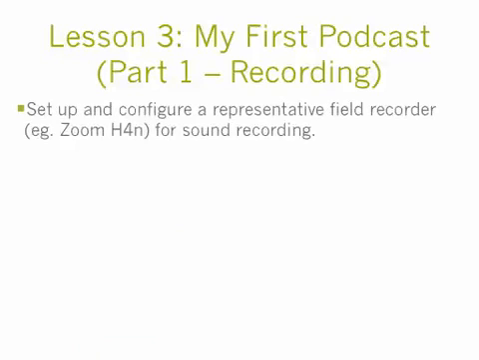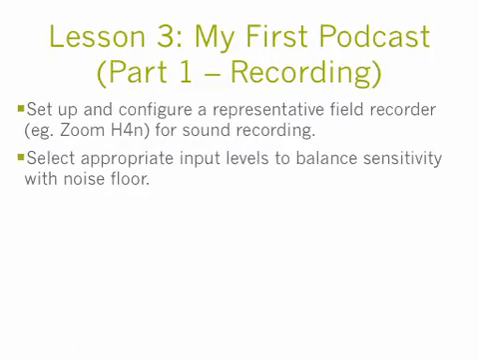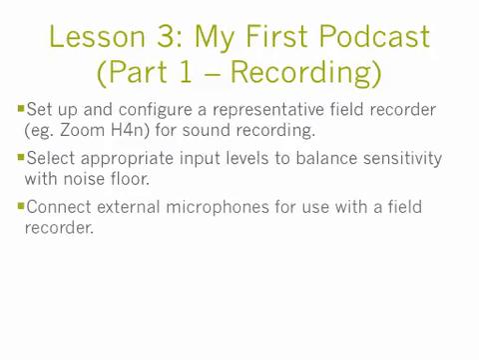Alright, lesson 3. Setting up and configuring a field recorder. In this case, I think most of us use the H4n Zoom, and hopefully you know all about that by now. Be able to select the input levels to balance the sensitivity with the noise floor, okay? So the noise floor is the ground, the basic noise level that we would have, alright? You need to know about connecting external microphones with this field recorder. Now, the H4n accepts both XLR and 1/4 inch cables, right? Microphones can be hooked up. We can have 2 external microphones hooked up to this.